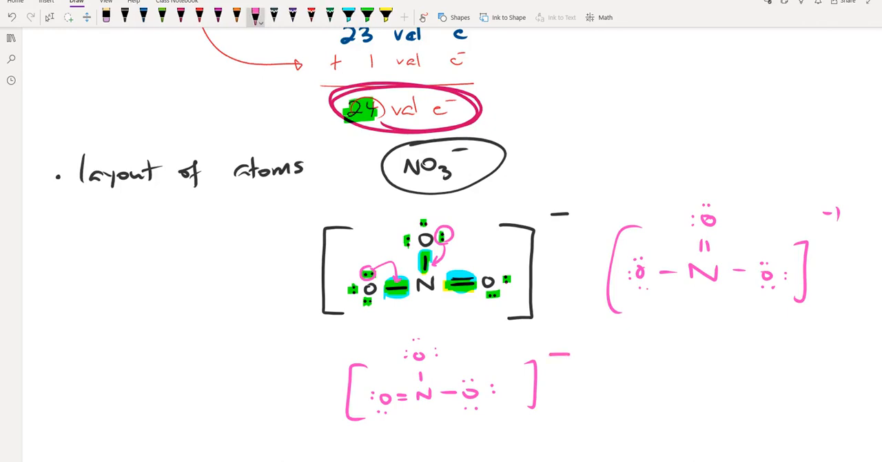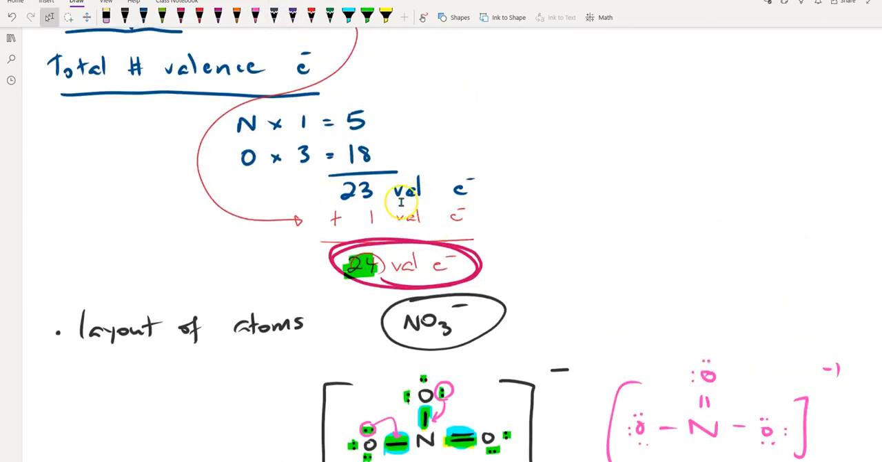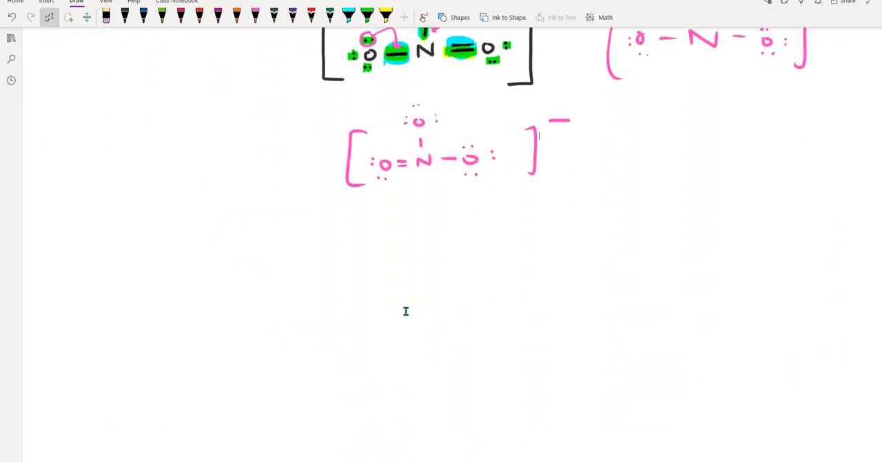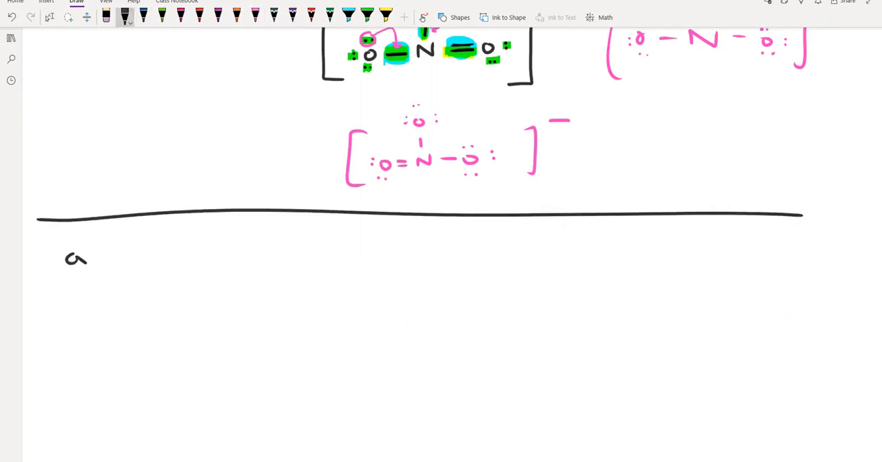All right, so that's if you have a polyatomic ion, and in this case, we have a negative charge, and we're going to add that many electrons to our electron count. So what would happen if we had a polyatomic ion with a positive charge? So let's say now we have ammonium ion. You probably remember ammonium from the ionic bonding lab. And ammonium has the formula NH4 with a positive charge.